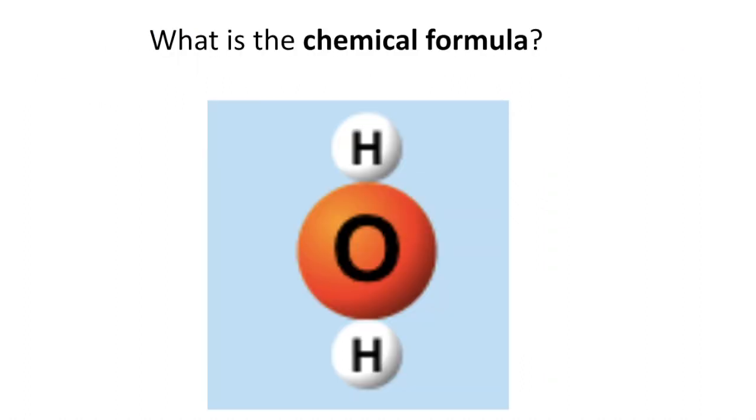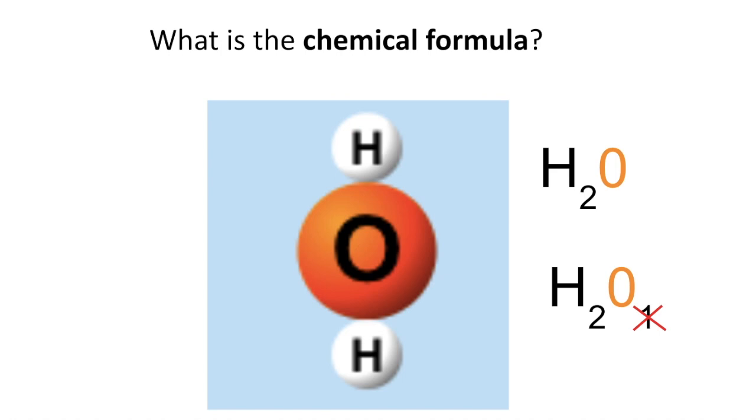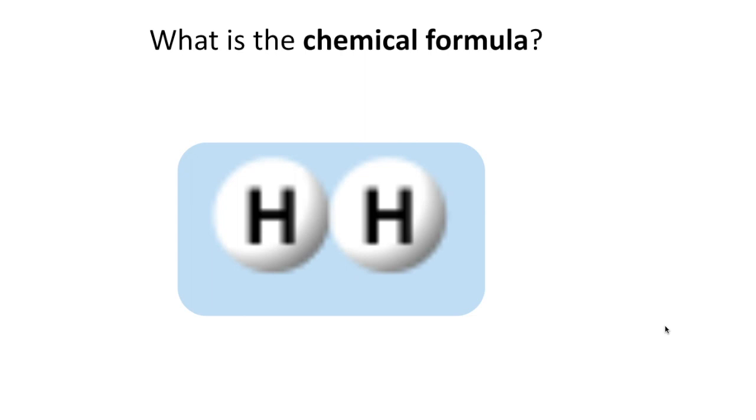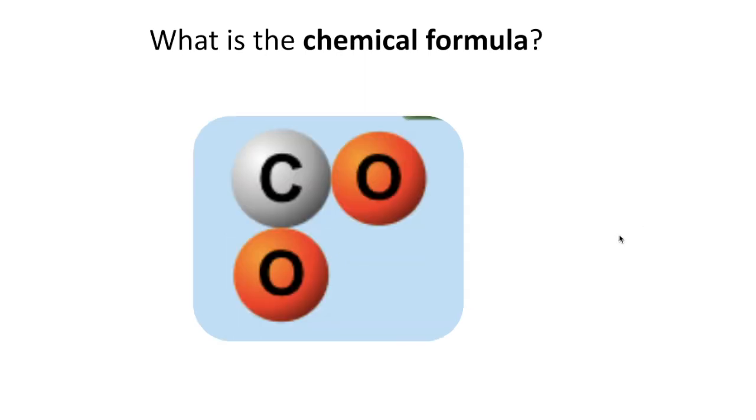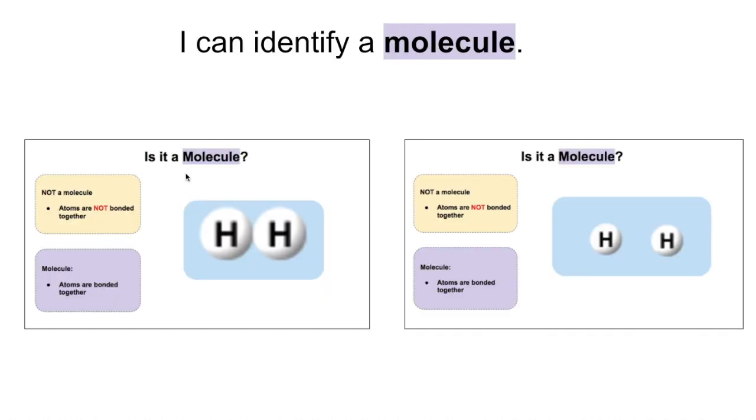What is the chemical formula? H2O, 2 H's and 1 O. Remember, we do not write 1 as a subscript. What is the chemical formula? H2, 1, 2 H's. What is the chemical formula? CO2. Remember, we don't write the 1. We just write CO2.